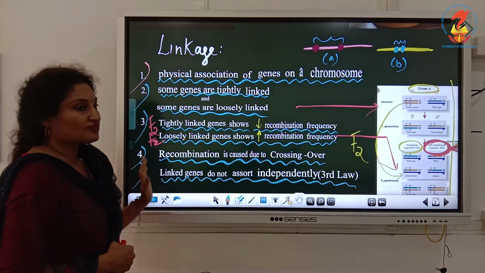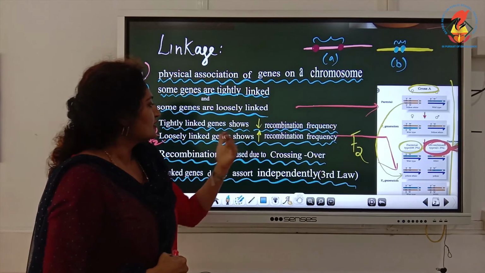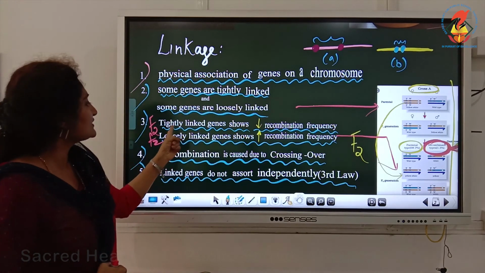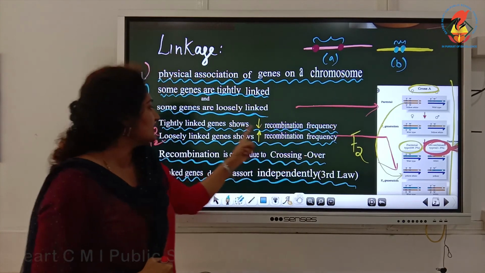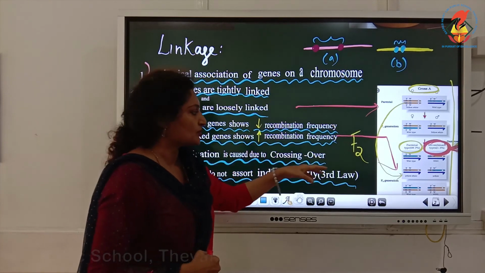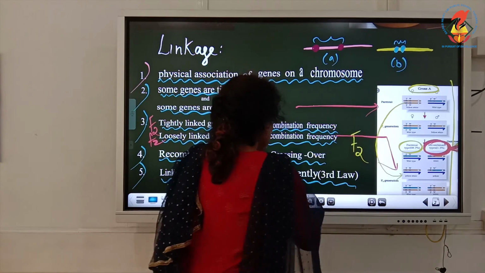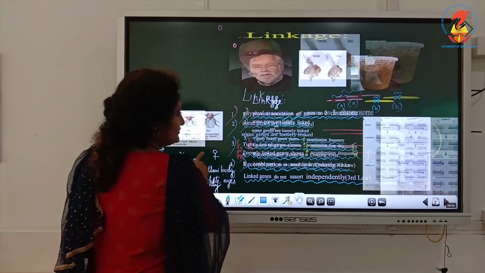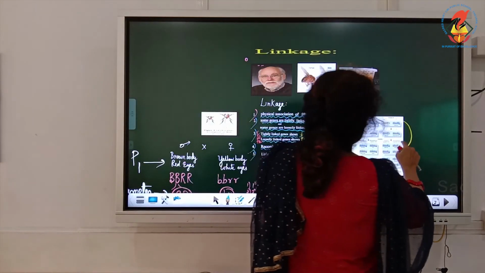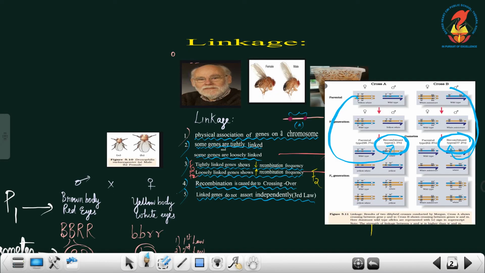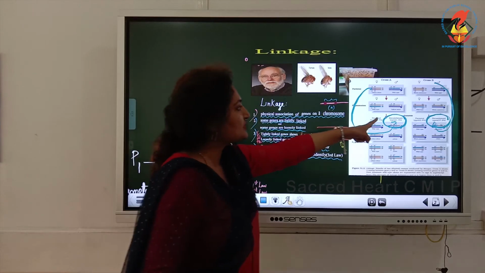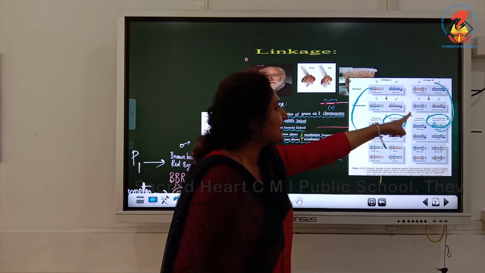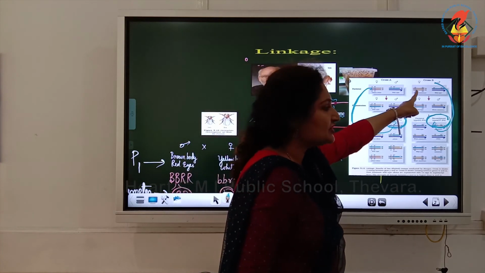Then the third point is from the F2, like he inferred from the dihybrid cross, the F2 generation. What was the recombination frequency? He found that the tightly linked gene shows low recombination frequency and the loosely linked gene shows high recombination frequency. And this was derived from this cross. He made simultaneous crosses between wild and normal variety, and he arrived at this conclusion by making a comparison. So all you need to know is the recombination frequency. The recombination frequency obtained in cross A, where the genes were tightly linked, was very low compared to the cross where the genes were loosely linked.